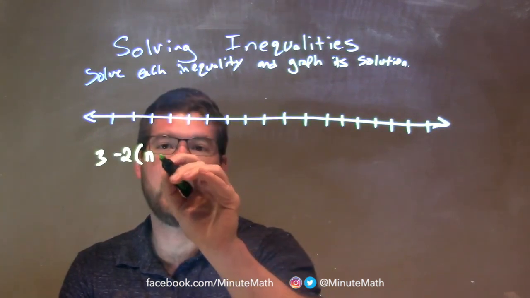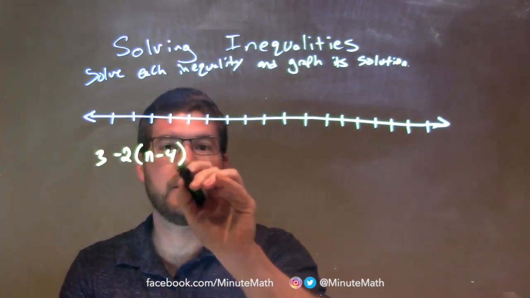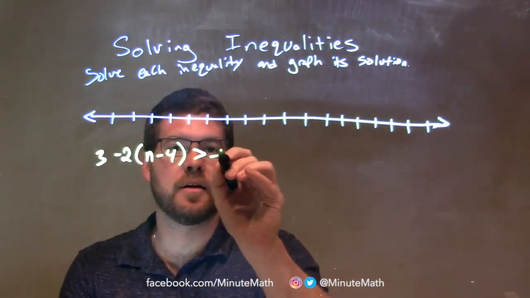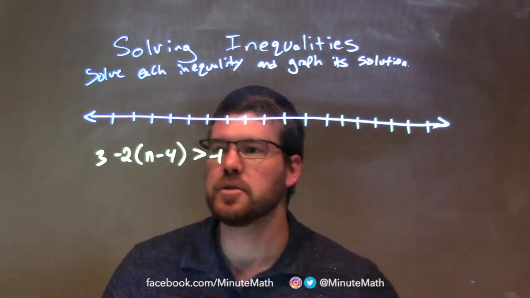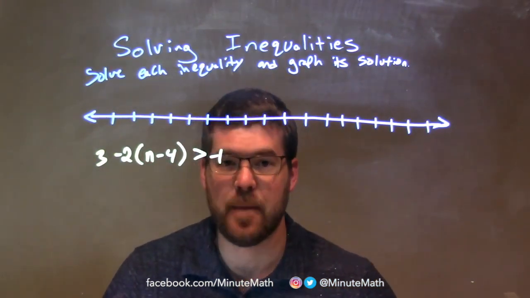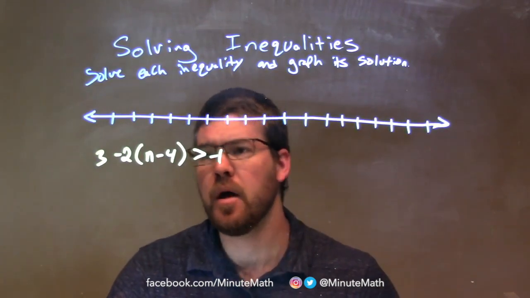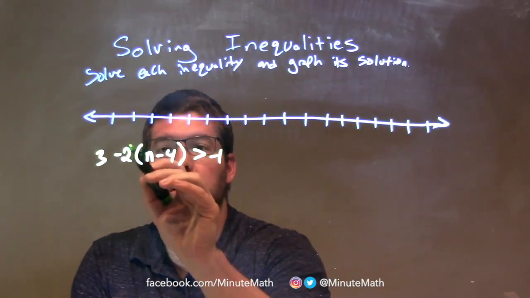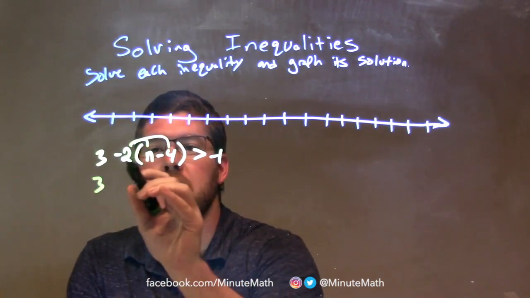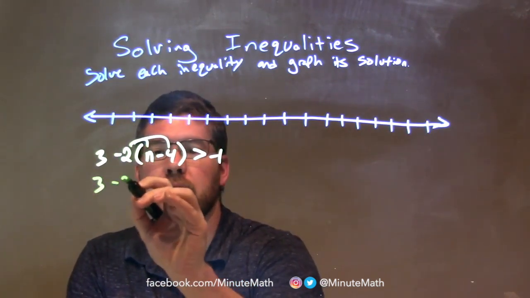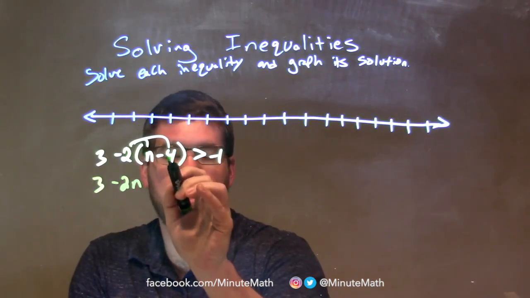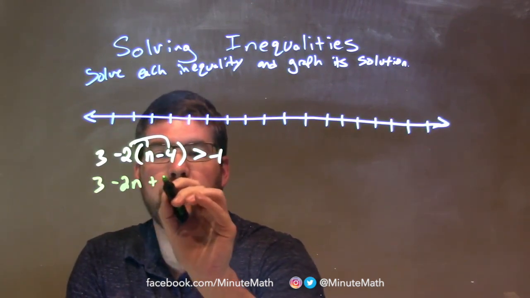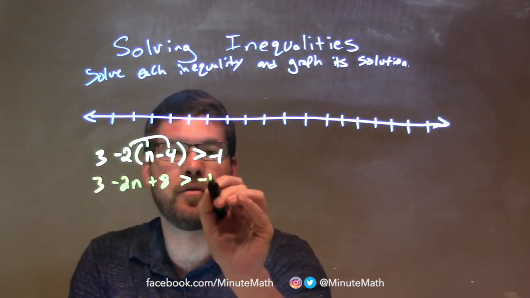3 minus 2 times n minus 4 is greater than negative 1. Alright, so from here, what I want to do is get n by itself. We've got to simplify a little bit. It's up to you how you want to do it, but I first distribute this minus 2 across. So 3 here, and then minus 2 times n is minus 2n, and minus 2 times a negative 4 is a positive 8. Plus 8 here is greater than negative 1.